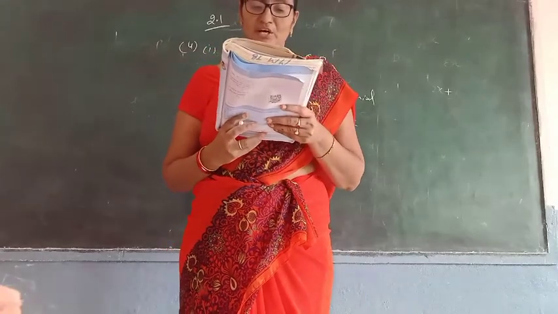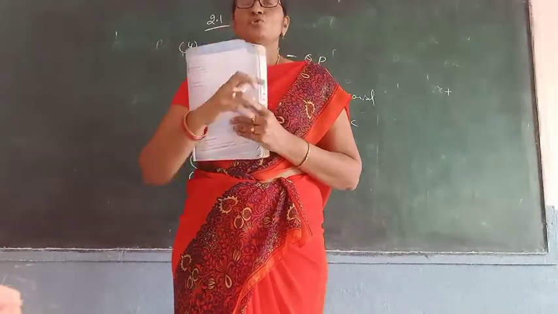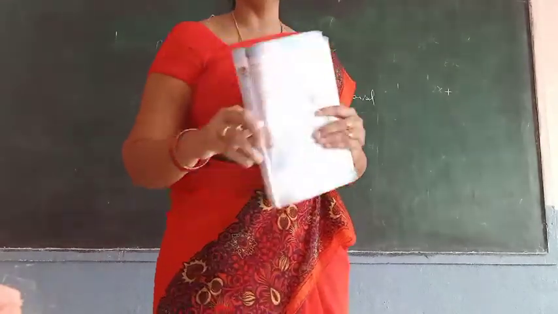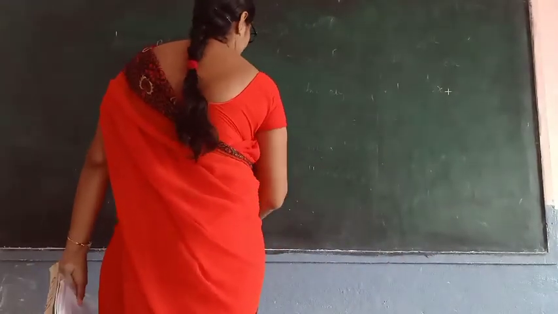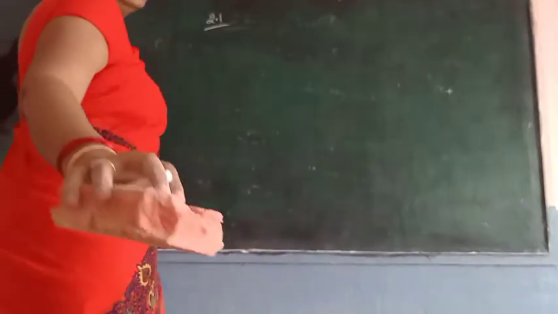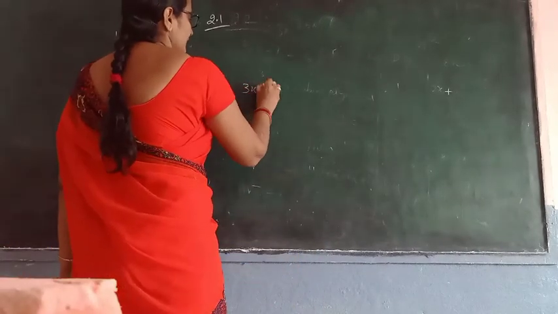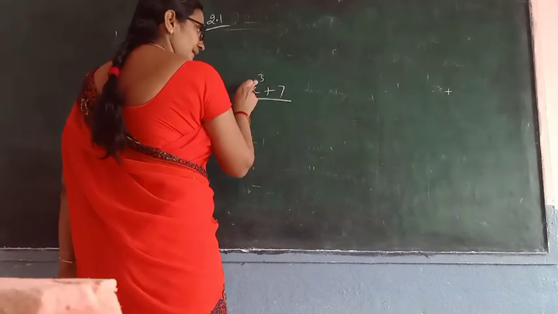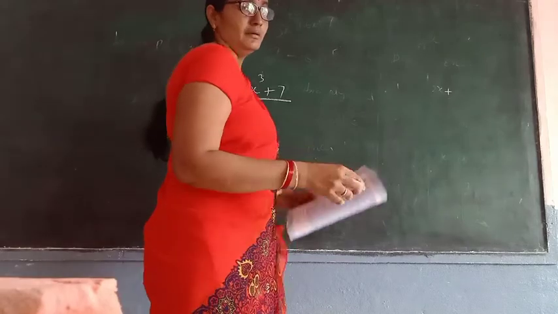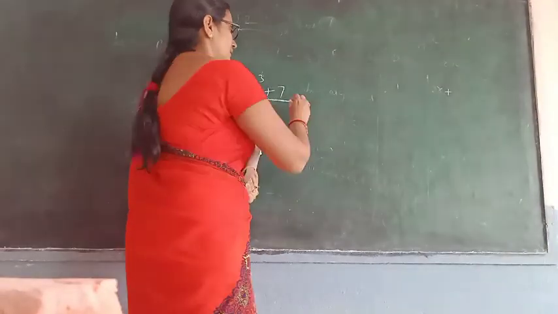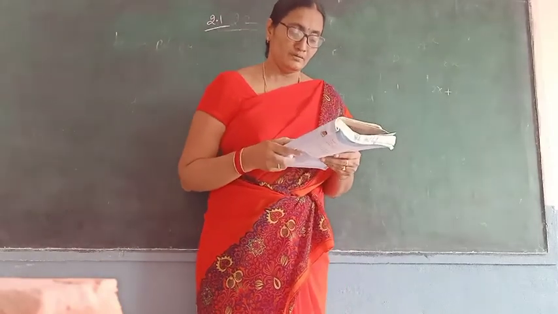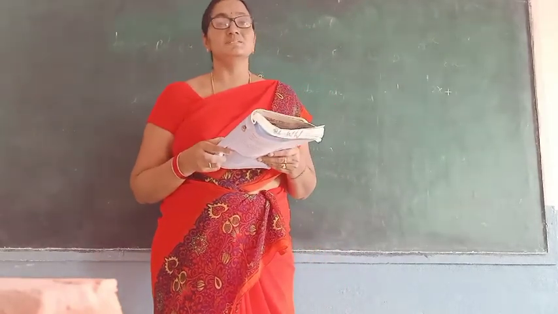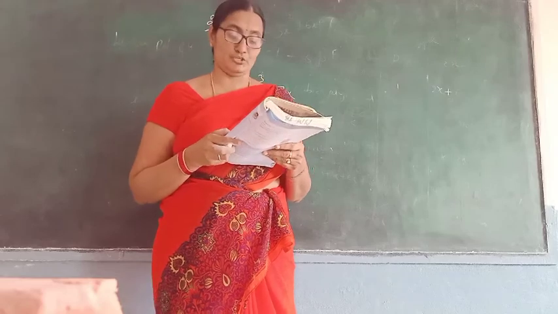Next, a binomial may have degree 3. So, binomial antani degree 3 untunna anukuntunnam. Binomial ki degree 3 undochu, but number of terms matrame 2 undali. For example, 3x cube plus 7. So degree 3 undochu, but number of terms 2 matrame undali kabatti. Okay, the given statement is true because binomial does not depend on degree, it depends on the number of terms.